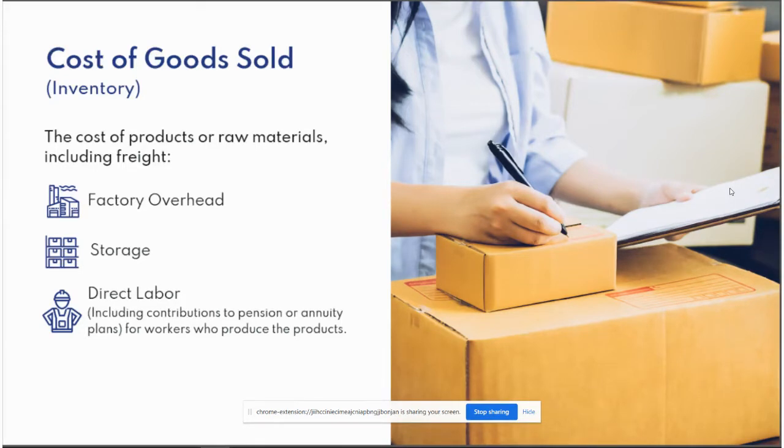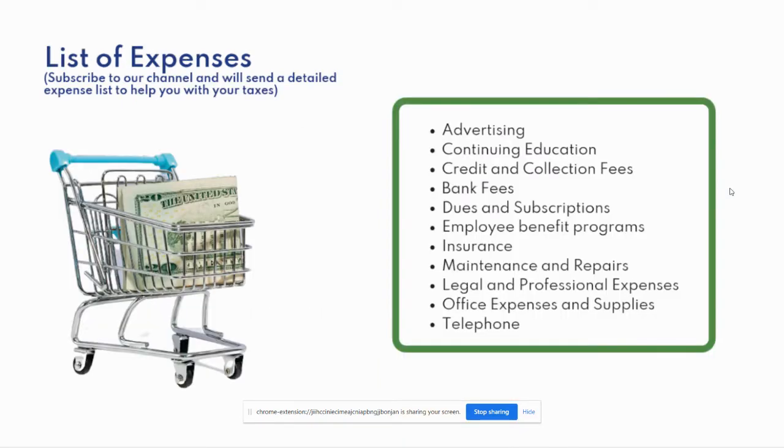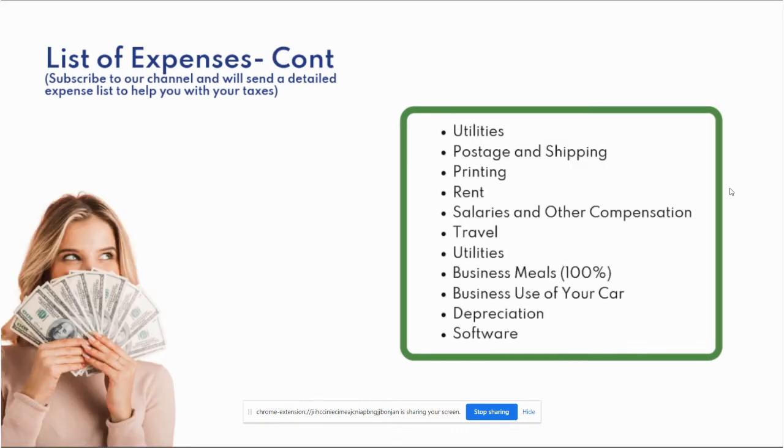Imagine you have a factory. The factory will normally have a raw material cost, freight costs, factory overhead, storage, and labor. These are expenses which are common and necessary in this situation. Other expenses like advertising, continuing education, and the list goes on and on: insurance, phone and office expenses, rent and utilities. So what we did, we compiled a list of all of these expenses so our clients do not forget any expense on their income tax.